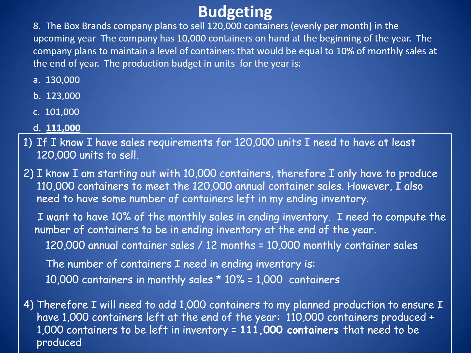Now, the number of containers that I need in my ending inventory is equal to, in effect, 10,000 containers in monthly sales times the 10% cushion. That means I'm going to have a cushion, or an ending inventory at the end of the year, of 1,000 containers. Therefore, number 4, I will need to add 1,000 containers to my planned production to ensure I have 1,000 containers left at the end of the year. So I know I'm going to have to produce 110,000 containers plus 1,000 containers to be left in inventory. So that means I'm going to need to produce 111,000 containers.